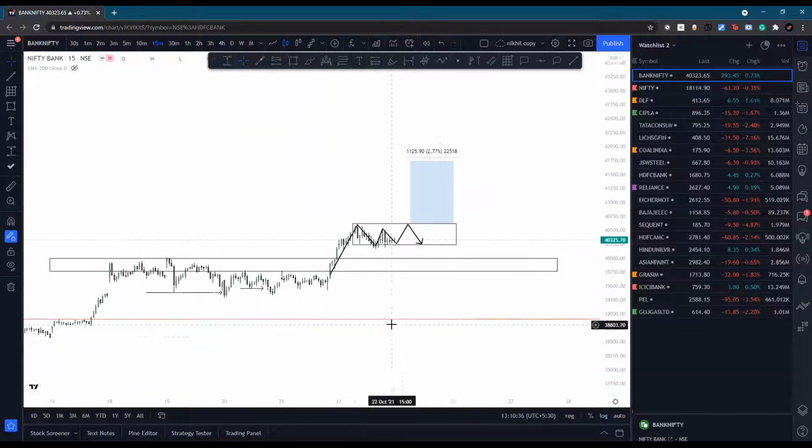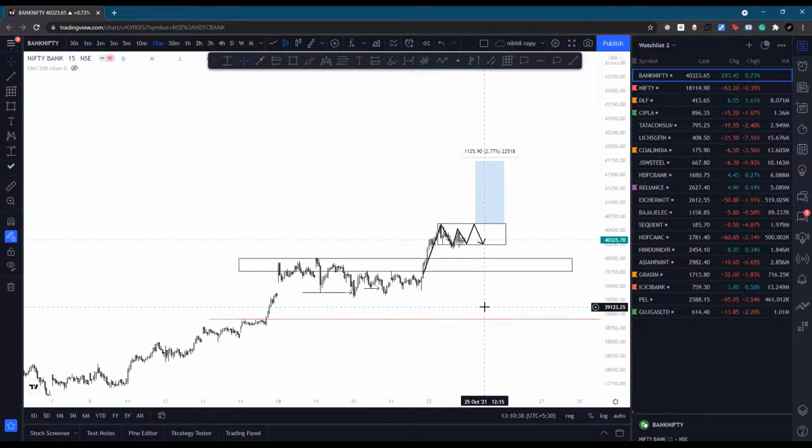Bank Nifty is quite easy rather than trading Nifty, and you can also capture good moves. I guess it's a 1,000 point move. You can take a single lot and trade for around 2%.